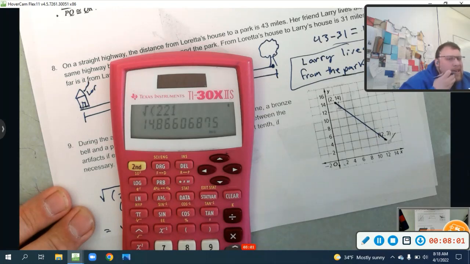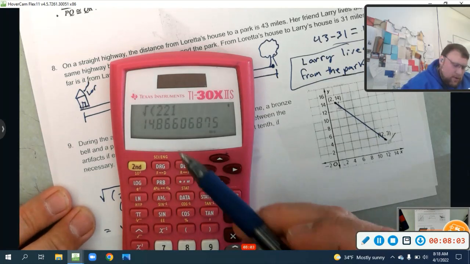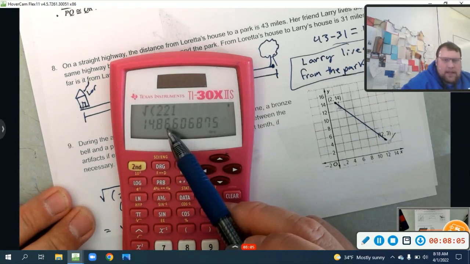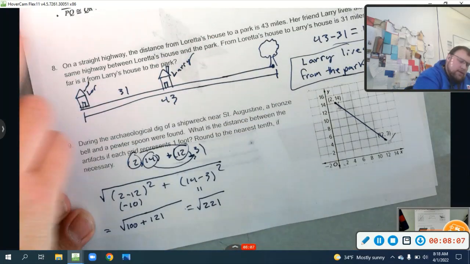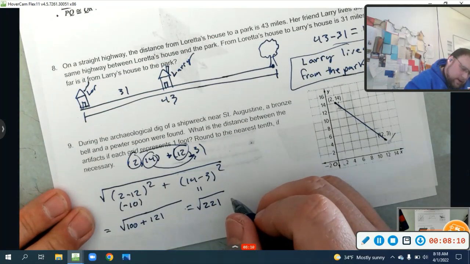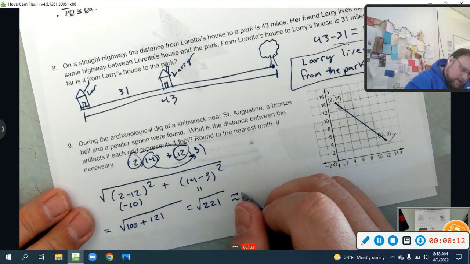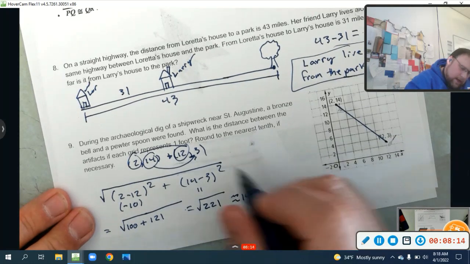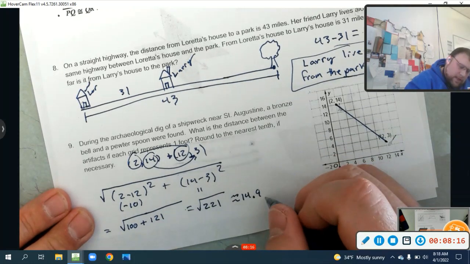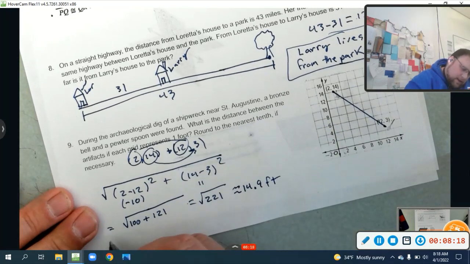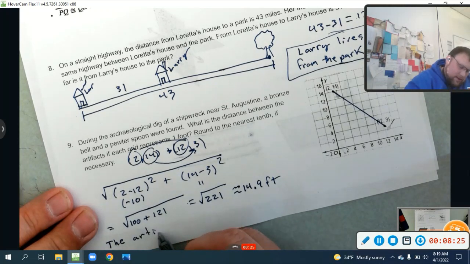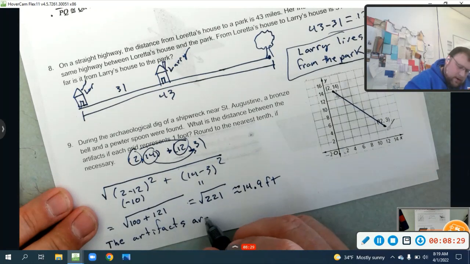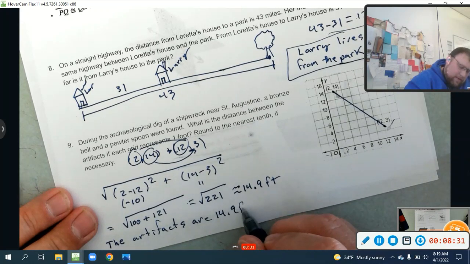it says to round it to the nearest tenth, so 14.8, but that 6 makes the 8 round up to a 9. So it is 14.9, and each grid represents a foot, so that's 14.9 feet. So the artifacts are 14.9 feet apart.